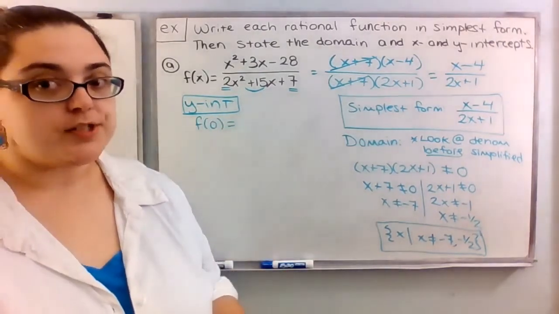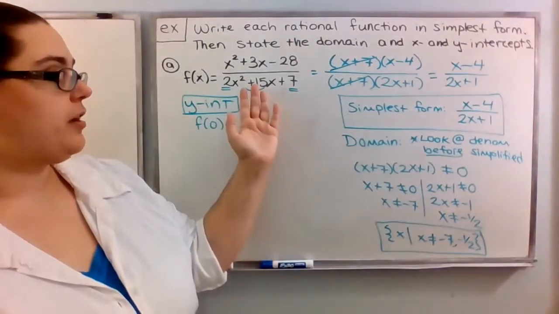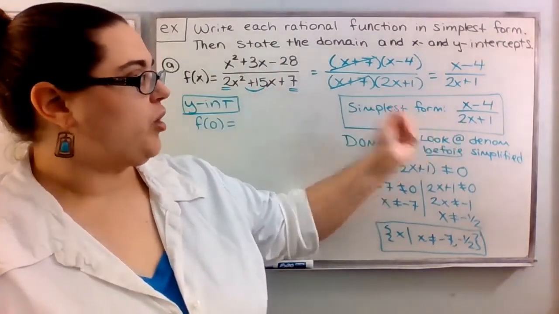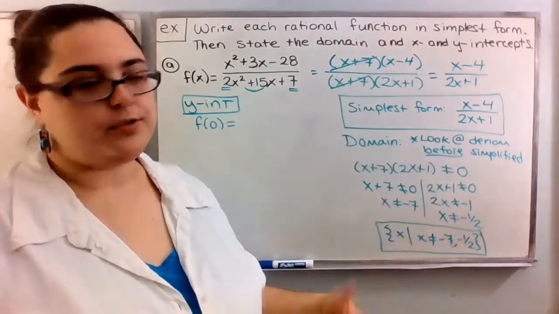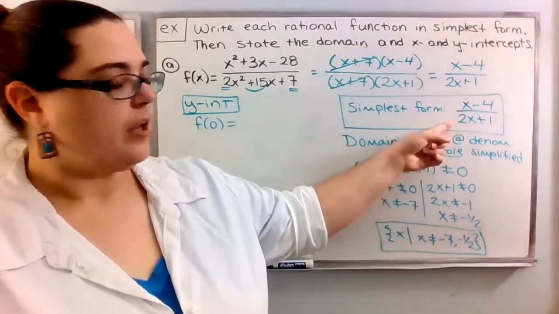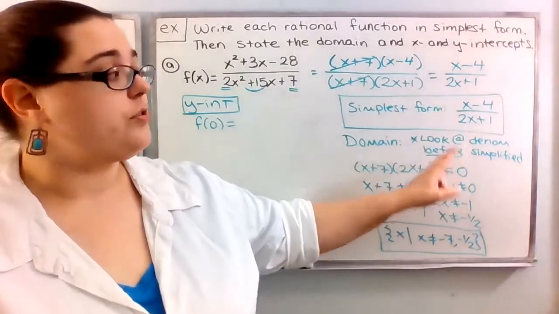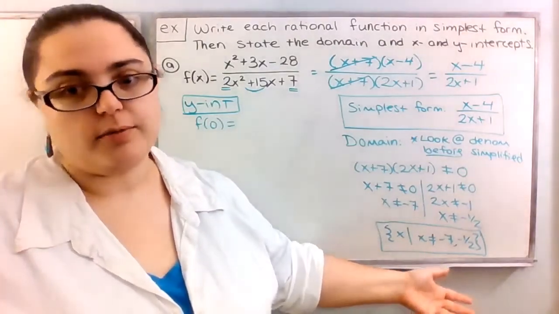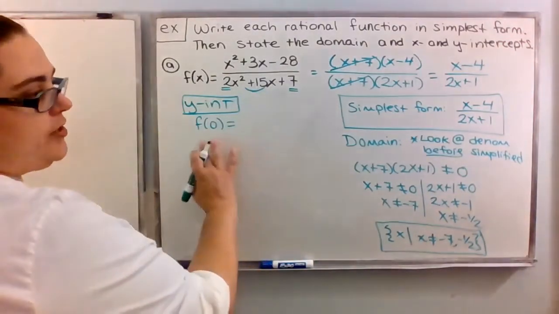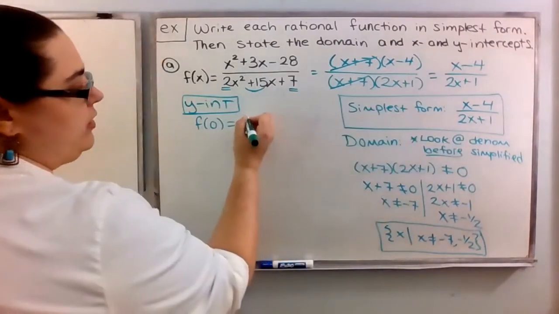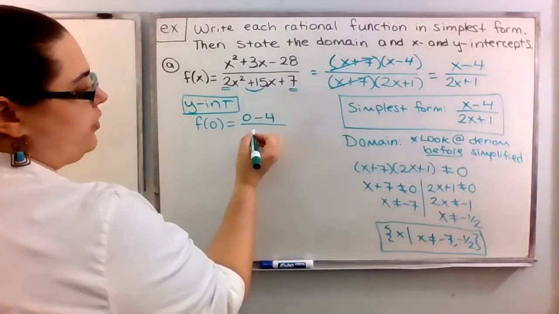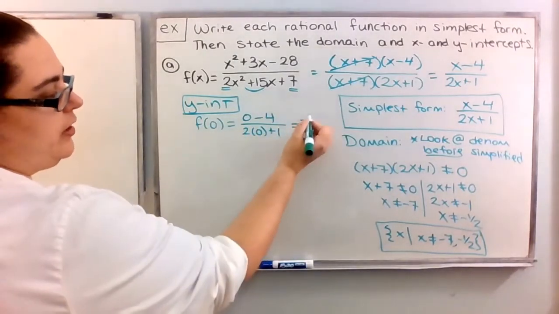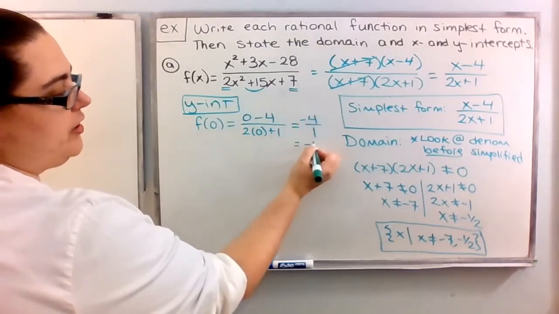And when I'm finding a y-intercept, I can use the original form, I can use the simplest form, or I can use this factored form. I'm going to use, in this case, the simplest form. However, you do want to be careful when you use your simplest form to check against your domain, in case your domain was like x can't be 0. But in this case, 0 is allowed. So we're going to substitute into here 0 minus 4 over 2 times 0 plus 1. So that'll give me negative 4 over 1, which is negative 4.